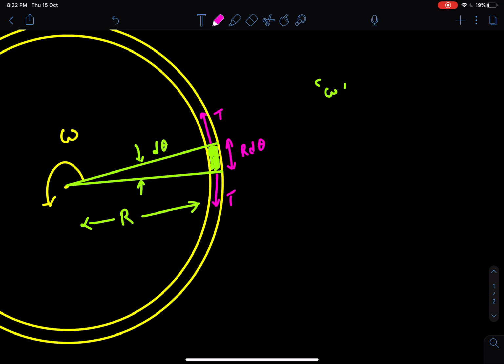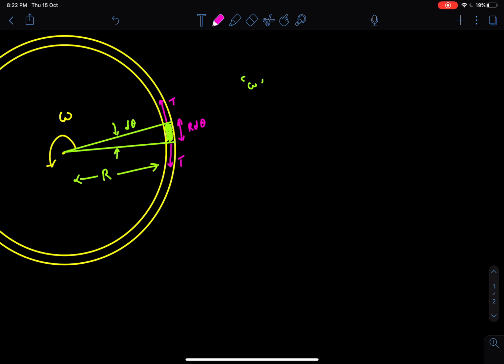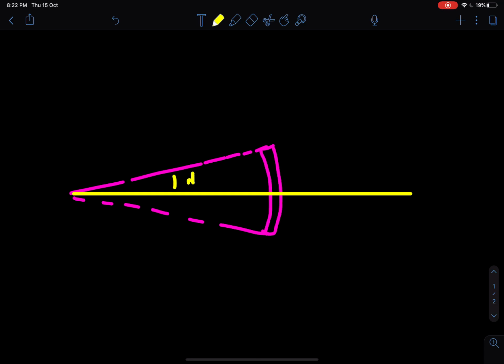Okay, so now you concentrate on this r d theta element which is undergoing circular motion, and which is experiencing this T force and T force from either side of the rope. So if you take this r d theta element, what we are going to do is, half of that d theta angle will be d theta by 2. This angle is also d theta by 2.